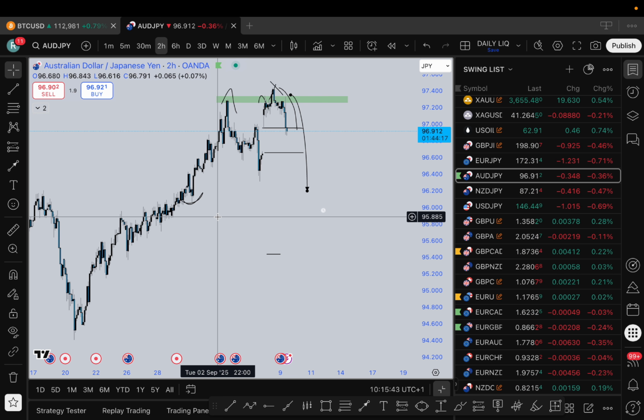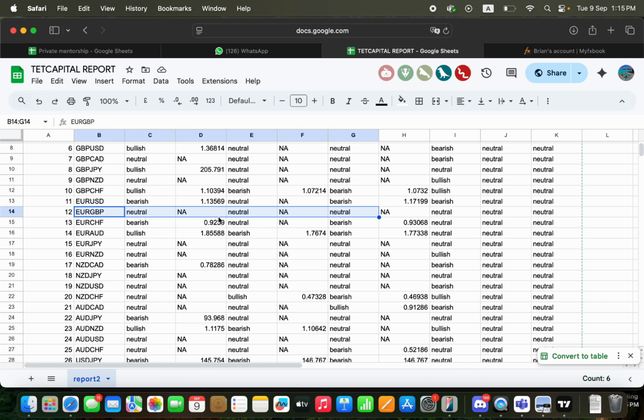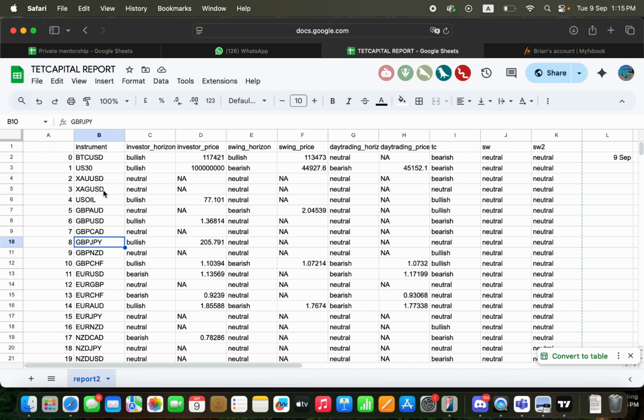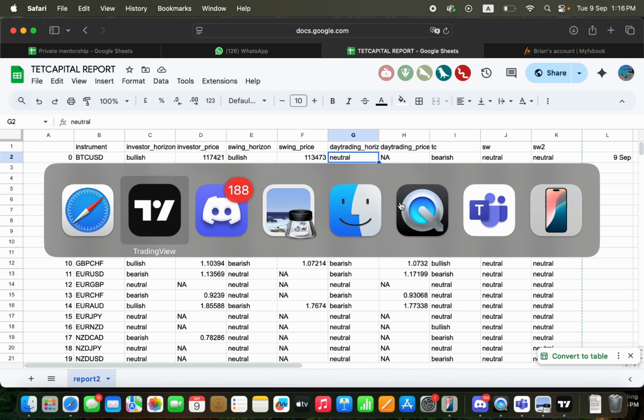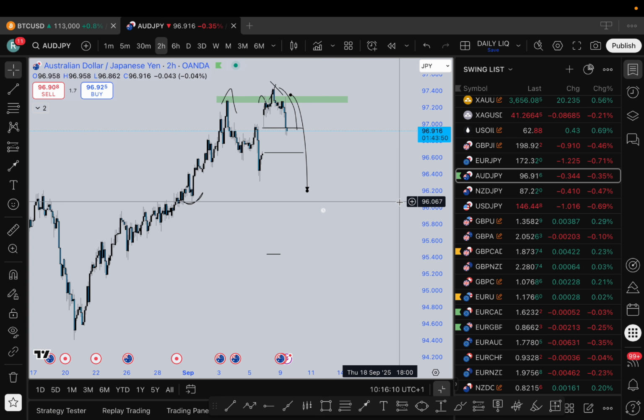Number three, it's algorithmic. I have developed an algorithm called the TET Captor Report, as you guys can see right here. The TET Captor Report outputs the direction of the instruments, the bias for the instruments from an investor horizon perspective, from a swing horizon perspective, and from a day trading horizon perspective. So basically, I look at these different horizons and see if the market supports my theory. If it does, it does. If it doesn't, I avoid it. As simple as that. Now let's start with AUD JPY.